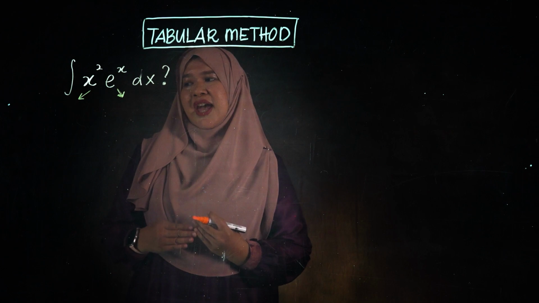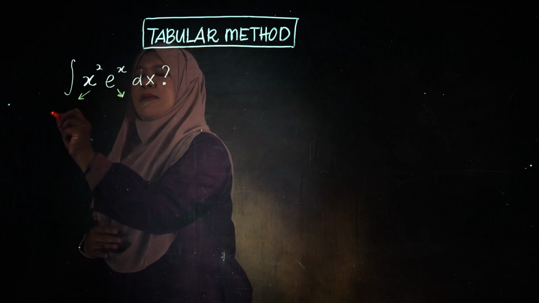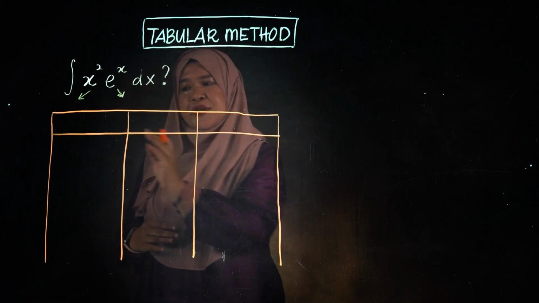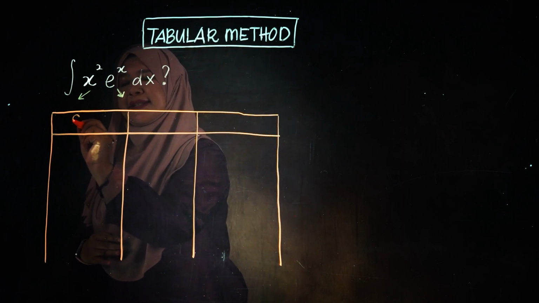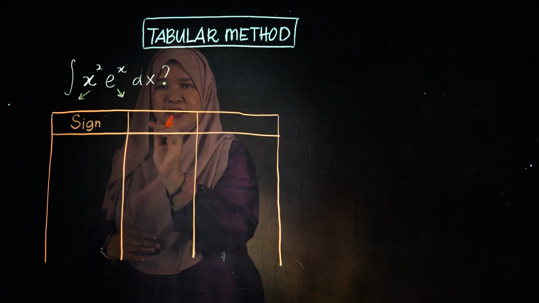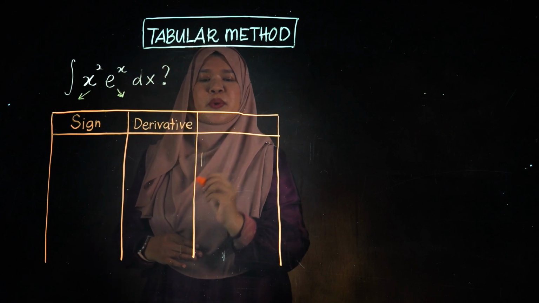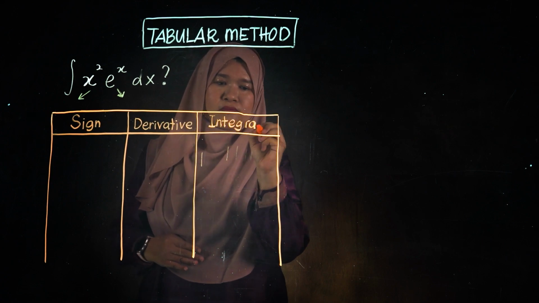So what we need is a table with three columns. The first column we put as the sign. The second column is the derivative. And the third column is the integral.